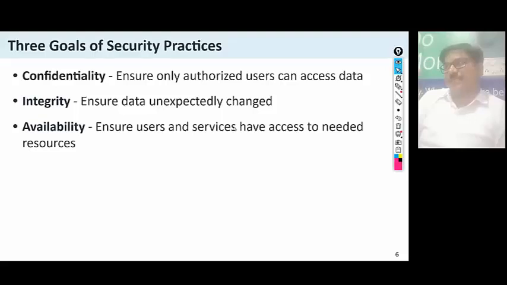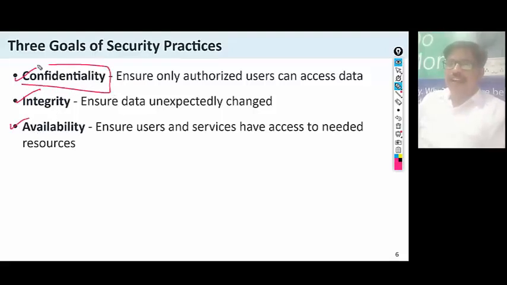Protection means protecting the data from whom? Anybody who is not authorized cannot access the data. Who is not authorized cannot make changes to the data. And data must always be available. So there are three terms: one is confidentiality, another is integrity, another is availability.